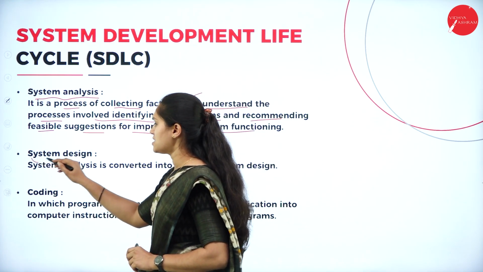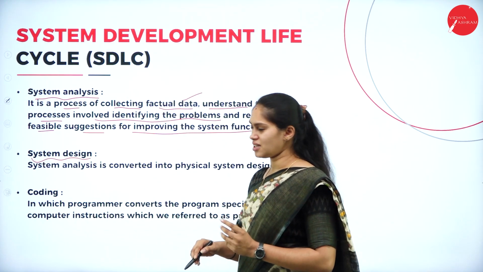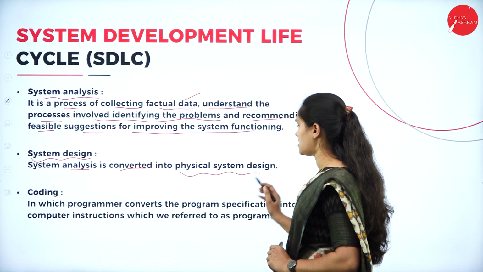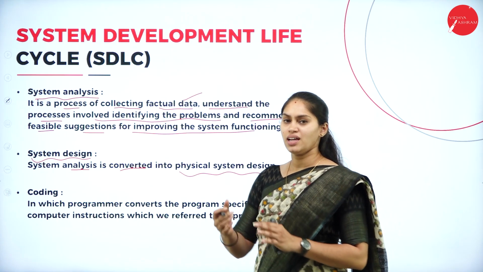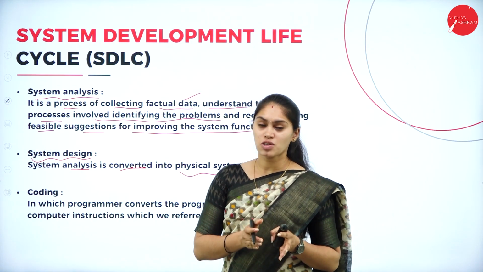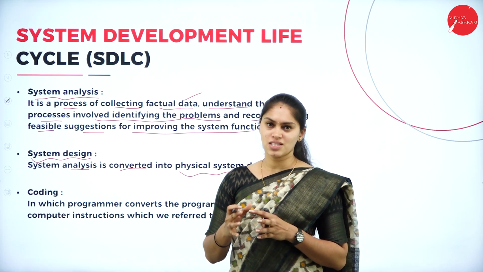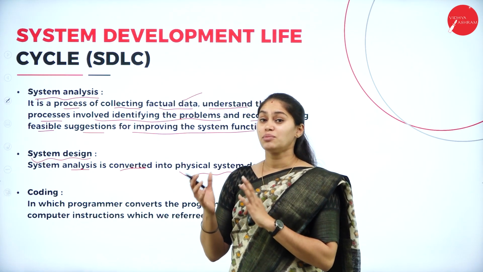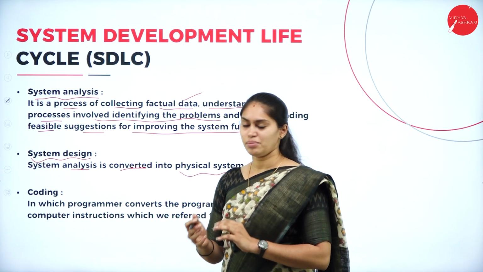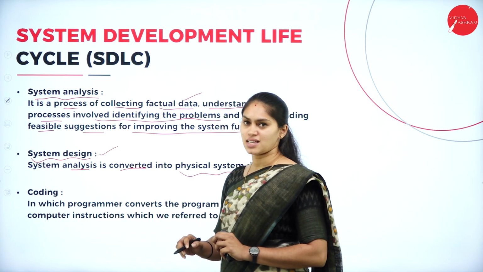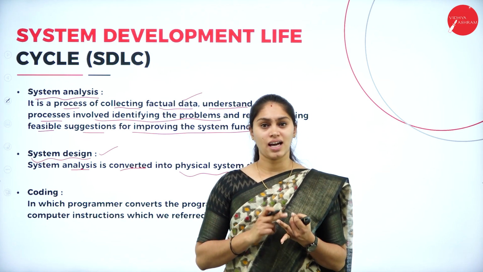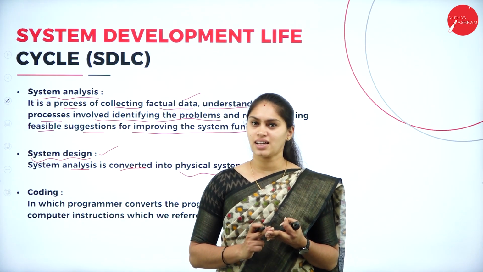Next we have system design. In this system design, analysis is going to be converted into physical system design. I have some problem and I have a solution for that, and I need to do some processing. So that textual form is going to be turned into some physical design. That will be termed as system design. Now I gathered the information, I analyzed the information, I designed the information.